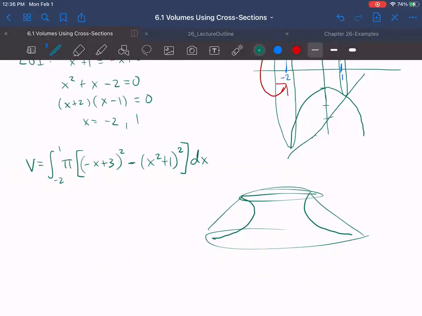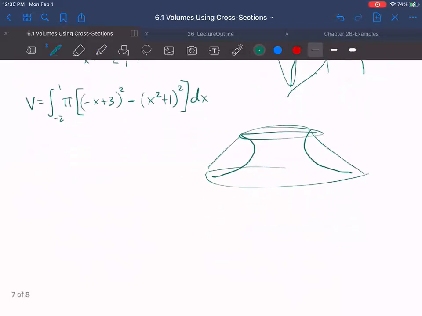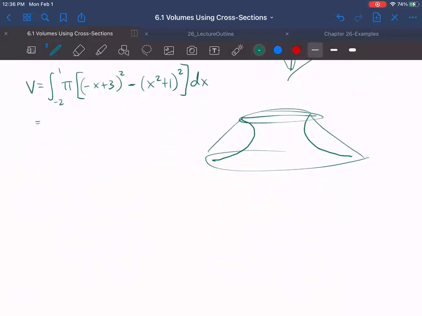So now I just have to actually do this integral. Let's square this thing out. Equals, bring that pi out in front, from negative 2 to 1, this is going to be x squared minus 6x plus 9 minus x to the 4th plus 2x squared plus 1, all right, dx. And now it's a nice polynomial. You can distribute that negative sign. You can go through the several lines of doing that.